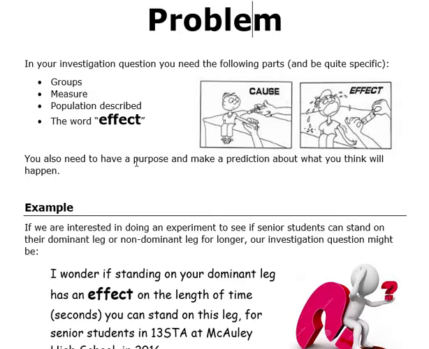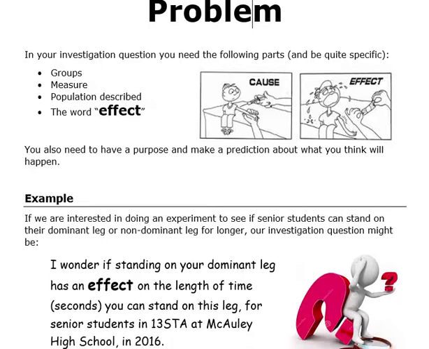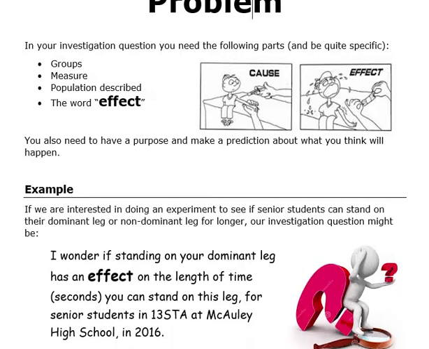We've also got to have a purpose and make a prediction. So if we're doing an experiment looking at whether senior students can stand longer on either their dominant leg or non-dominant leg. What I mean by that is, if you are right-handed, then your right side of your body is the dominant side. If you're left-handed, your left side is dominant. About 90% of people are right-handed and 10% are left-handed. So we're talking about standing on your stronger leg, okay?